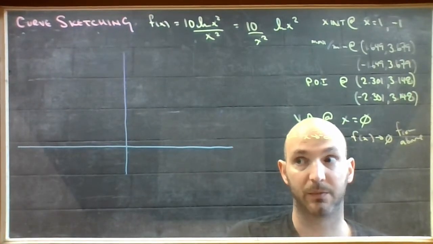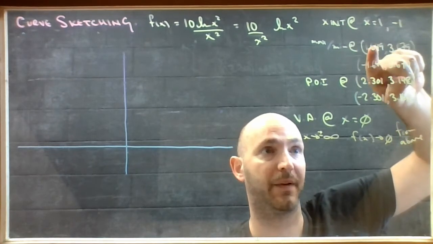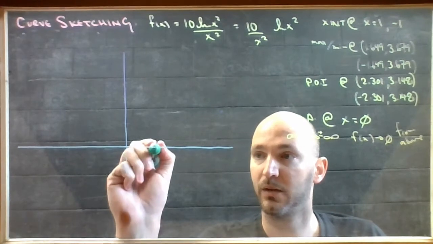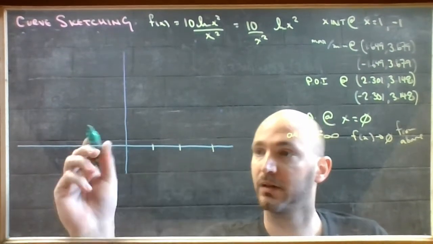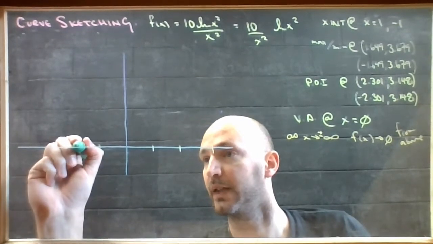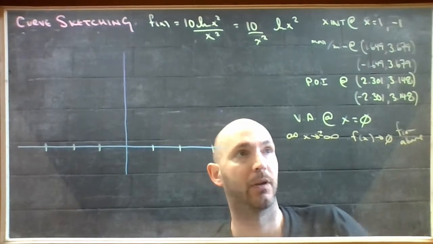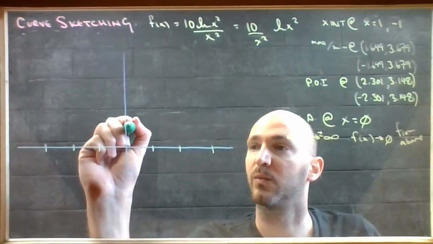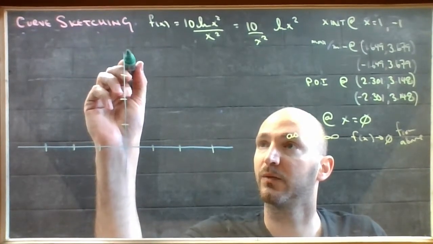Okay, so all my x features lie within 3 on the x-axis, so I'm going to label that 1, 2, 3, -1, -2, -3. All of my y values are within 4, so 1, 2, 3, 4.